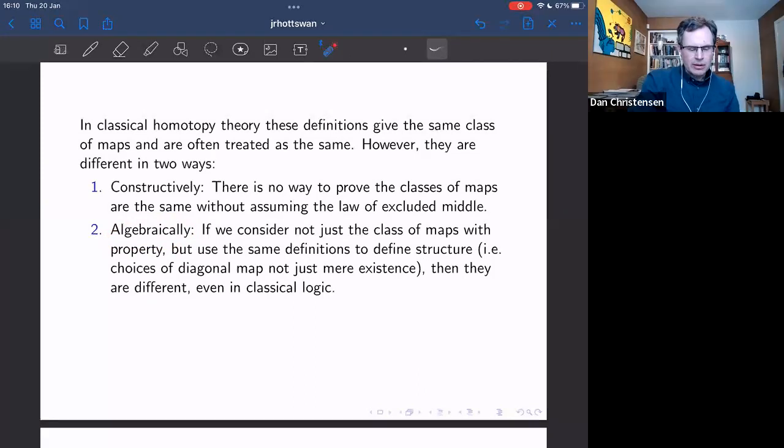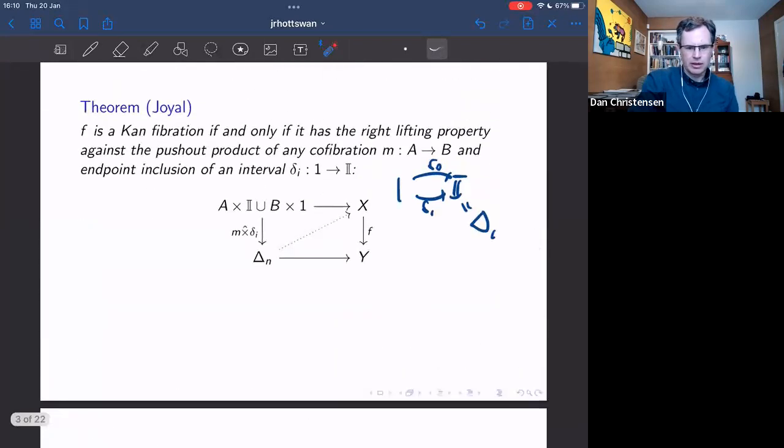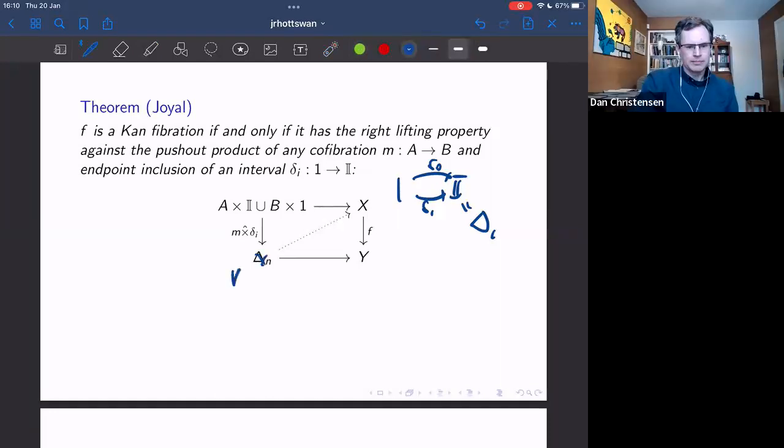Andrew, just quick comment. And in the previous diagram, I think the delta n should be B cross I. Oh, yes, you're right. Thank you. Yeah.